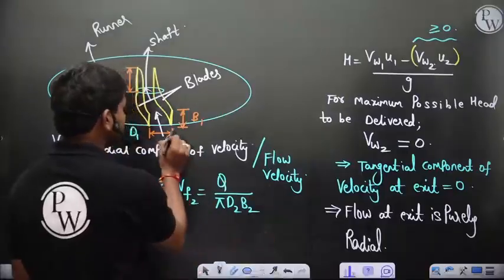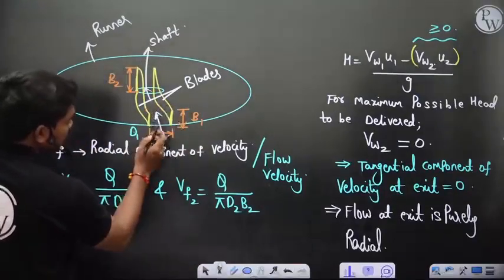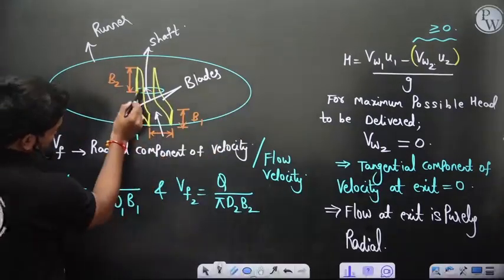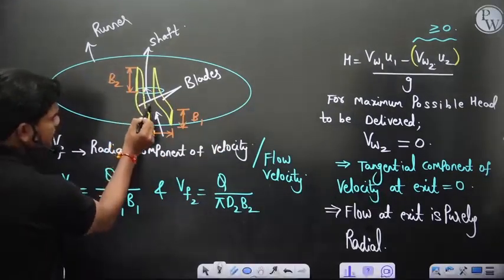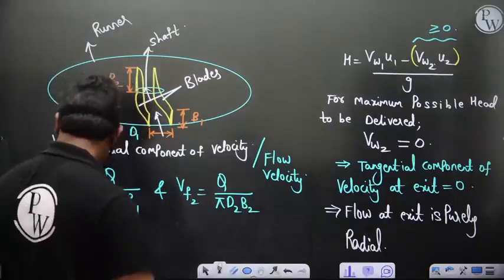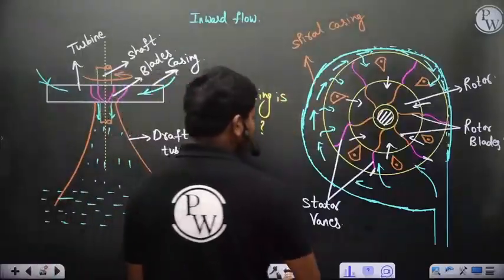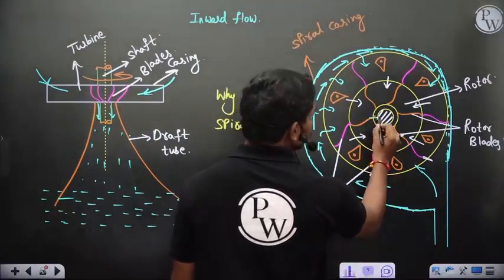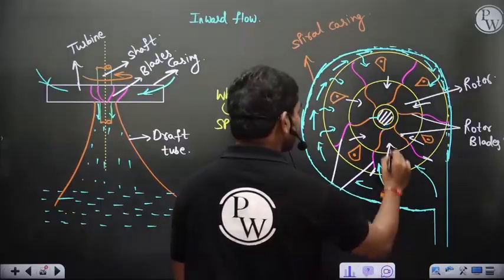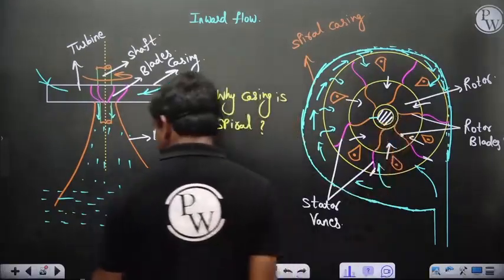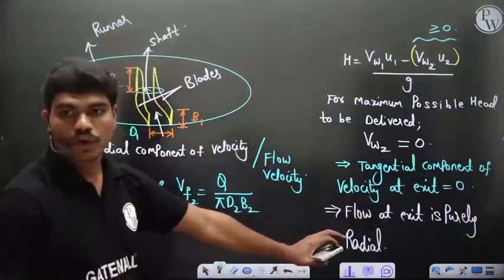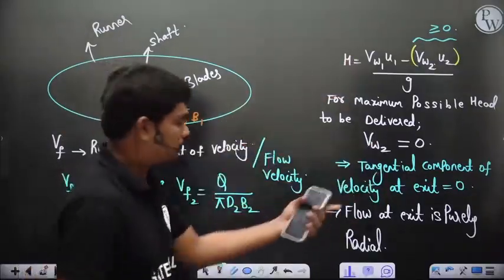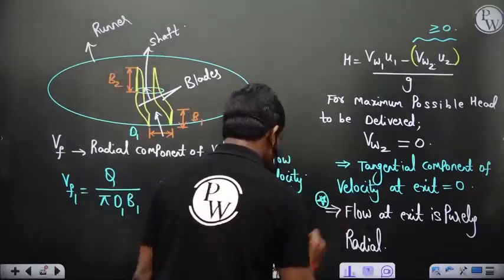Here, when it's entering, the bulk motion is in the radial direction, but it has some tangential component. But for this H to be maximum, the fluid should go purely radially at the exit. That's why, if you check the diagram I have drawn, I have drawn this purely radial. I think I have to slightly bend these diagrams, but normally the flow is purely radial. Flow at the exit of the Francis runner should be purely radial because of that. Got it? This is a very important statement.